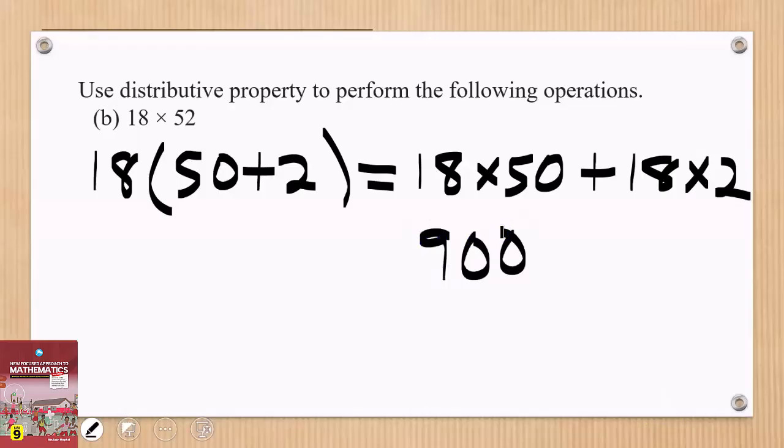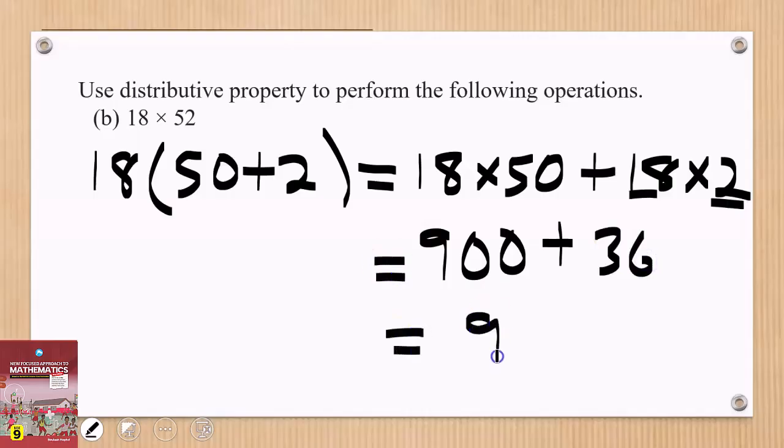So 18 times 50 will give us 900, plus 18 times 2 is very easy. You're only doubling 18, and that is 36. So in a nutshell, this becomes 936. So multiplying 18 times 52 can be done using distributive property to break this complex problem into the simplest form to simplify it. Right.